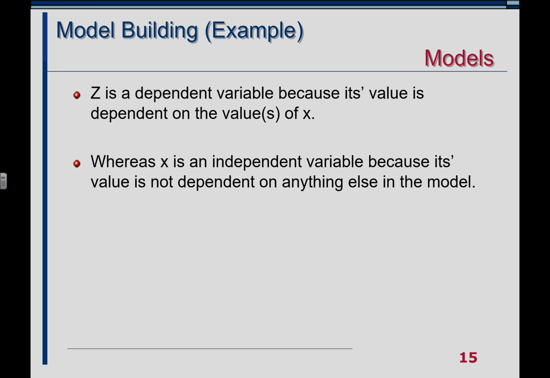Z is a dependent variable because its value is dependent upon the values of X, whereas X is an independent variable because its value is not dependent on anything else in the model. It is what it is. Okay. Now it may be constrained, but it's not dependent, and there's a big difference. So I can say, well, X is how many widgets I'm going to make in a given day, but it takes 10 minutes to make each widget. So that means in an 8-hour shift, I can make 6 an hour, 8 hours. I can make 48 a day. So X may be constrained, but it is not dependent on anything else.